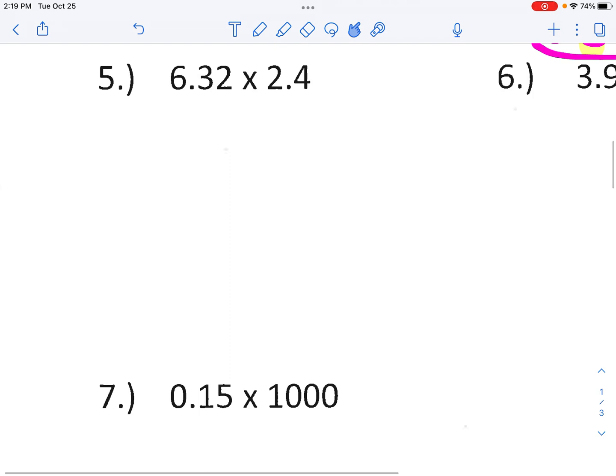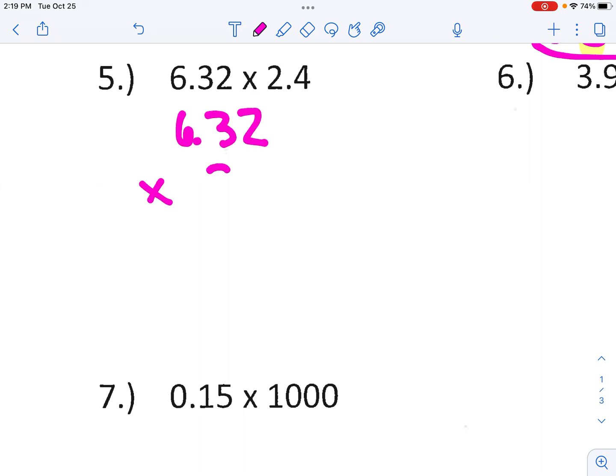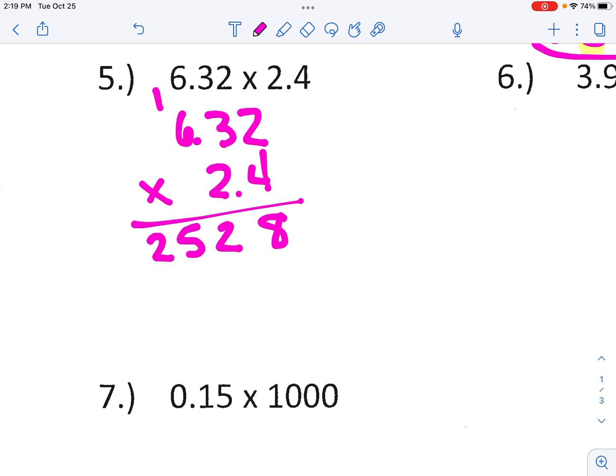Number 5, 6 32/100 times 2 4/10. Always put the number with more digits on the top. 4 times 2 is 8. 4 times 3 is 12. 4 times 6 is 24, plus 1 is 25. Put your 0 placeholder. 2 times 2 is 4. 2 times 3 is 6. 2 times 6 is 12.